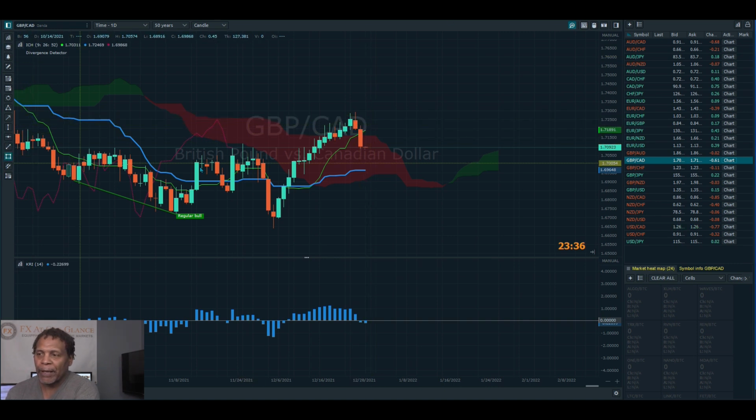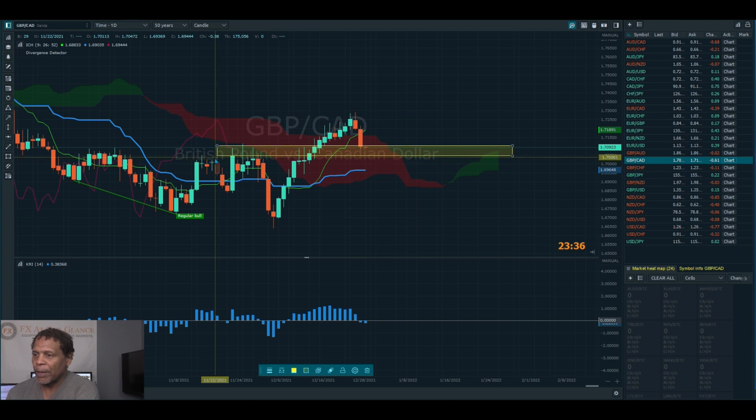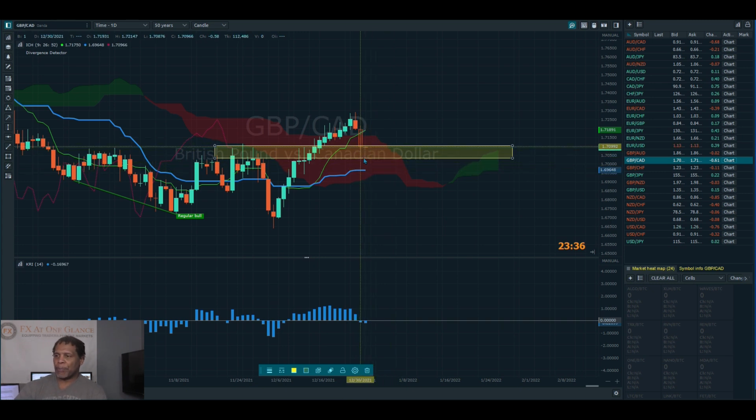I'm going to look at my fractal zones first. Market pulls back to my fractal. I'm going to look for my trade here. If it violates my fractal zone, then I'm going to look for a bounce here. Let's say we bounce where we are.